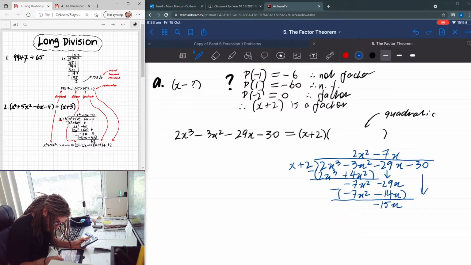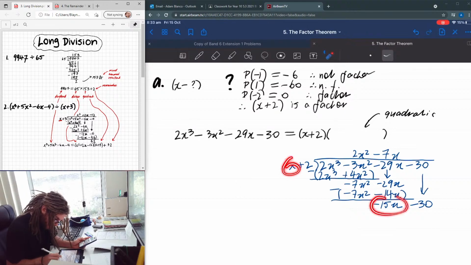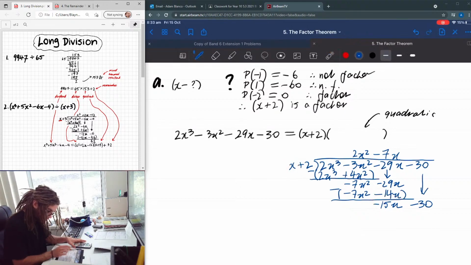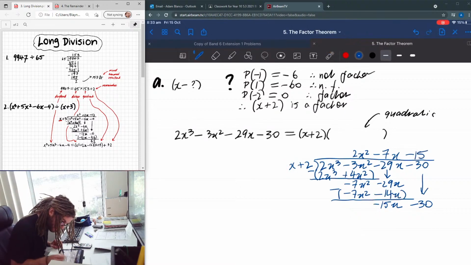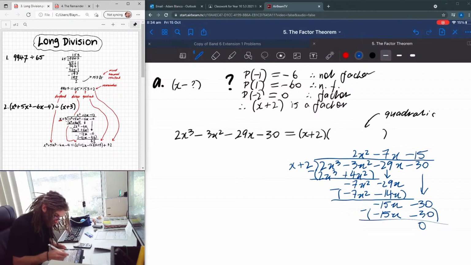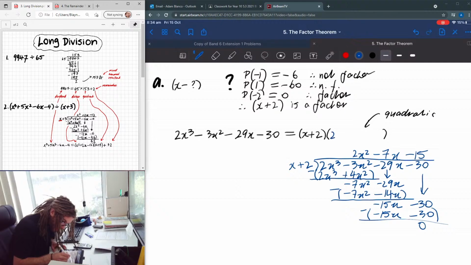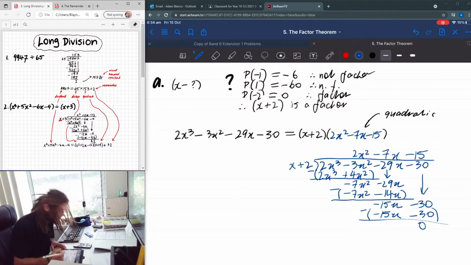I just need to make sure. Okay, and then how many x's go into minus 15x? Minus 15. Good. Minus 15 times 2 is minus 30. So that's what I want. When I minus that, I get 0. So I'm done. So that means this in here is going to be 2x squared minus 7x minus 15.